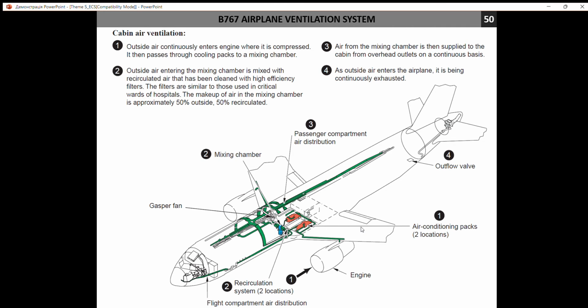So previously we talked about the bleed system, the system that supplies air taken from the engines, from the APU, and we discussed the principle of air conditioning pack operation that cools down air for subsequent supply to our subsystems. And in our case we talk about the ventilation and pressurization system. Then you may see green manifolds that redistribute the air along the fuselage.